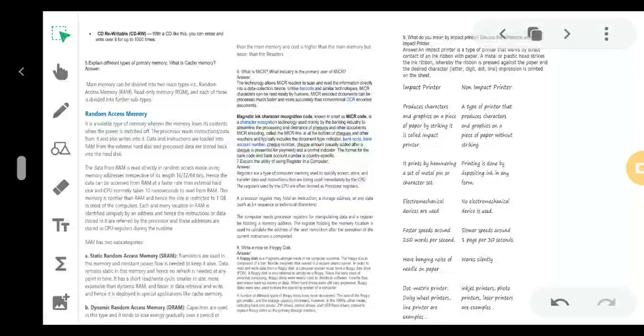Hello student. In the previous session we discussed a few questions, but a few questions are still left to solve. The question left to solve is: explain the different types of primary memory we have. That is a very long question.